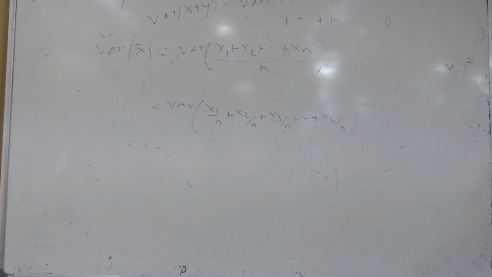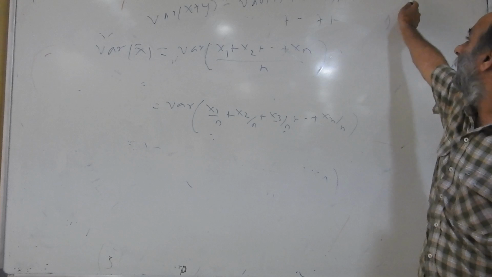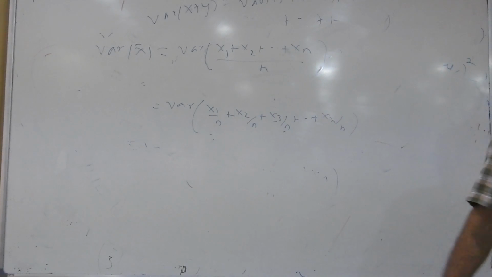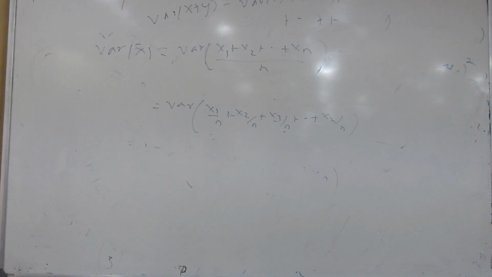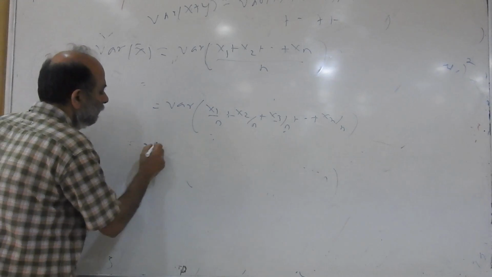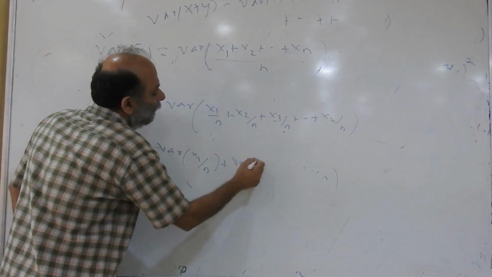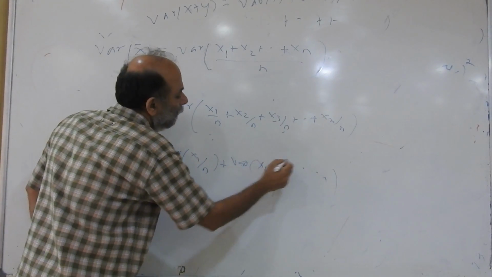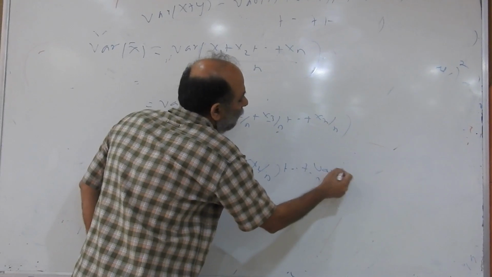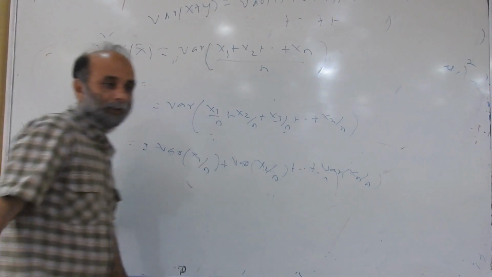But if x and y don't move with each other, if x and y don't depend upon each other, then what will happen? Covariance will be 0. So variance of x plus y will be variance of x plus variance of y. Now all these are randomly chosen, so covariance between them is 0. So this part is variance of x1 upon n plus variance of x2 upon n plus ... plus variance of xn upon n.